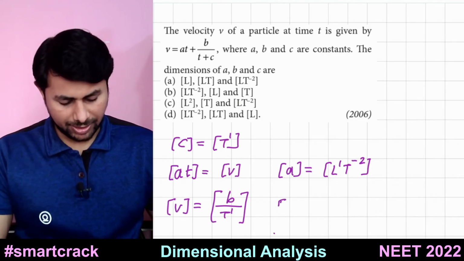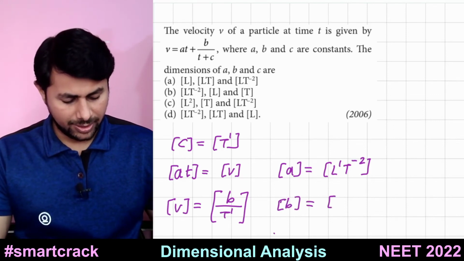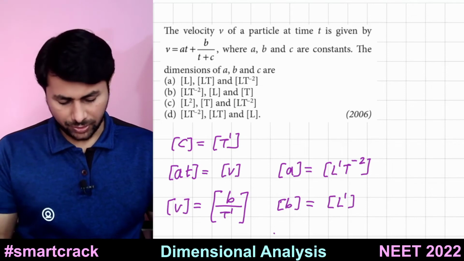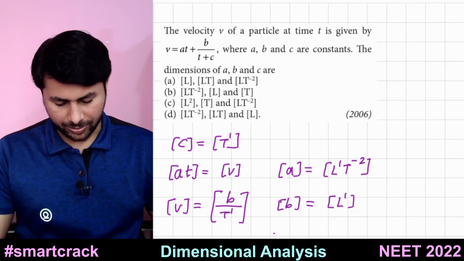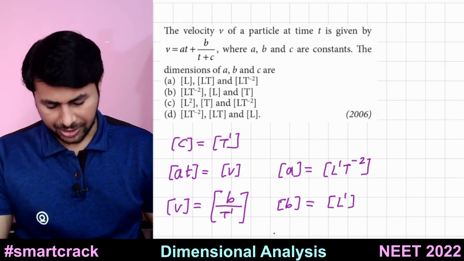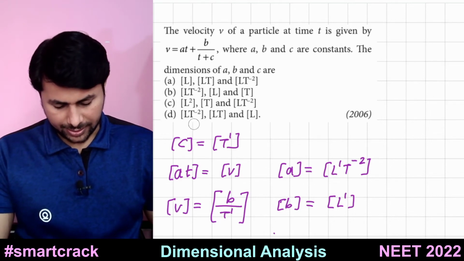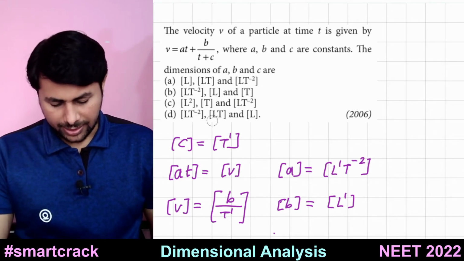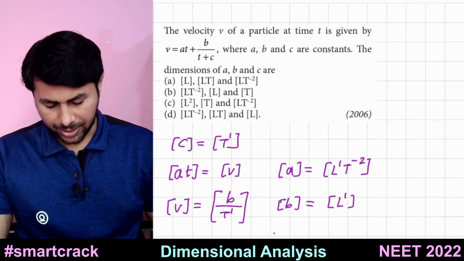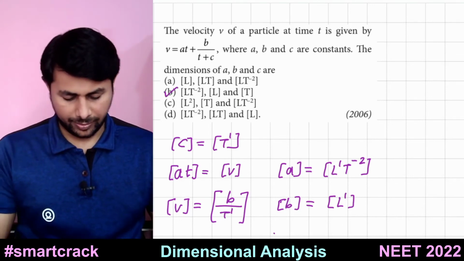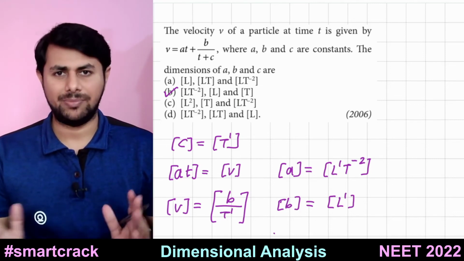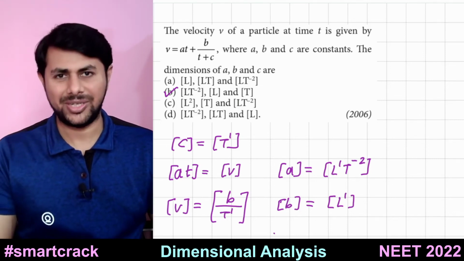Okay. So dimensions of B are equal to what? L. So let's check in which option these dimensions match. So is it not D? Because dimensions of B don't match. Okay. So it must be option B. All right. So very simple. So let's move on to the next problem.